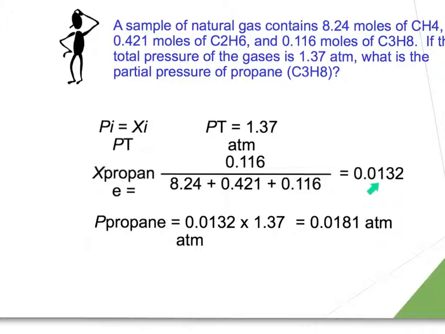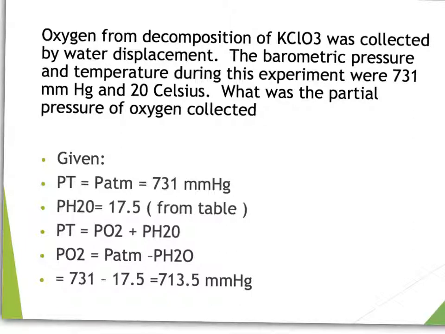0.0132 for our propane, and we're going to take this right here, which is in atmospheres, we're going to multiply this times our total pressure stated in our problem, and our partial pressure for propane would be 0.0181 atmospheres. Well, let's look at one final example.